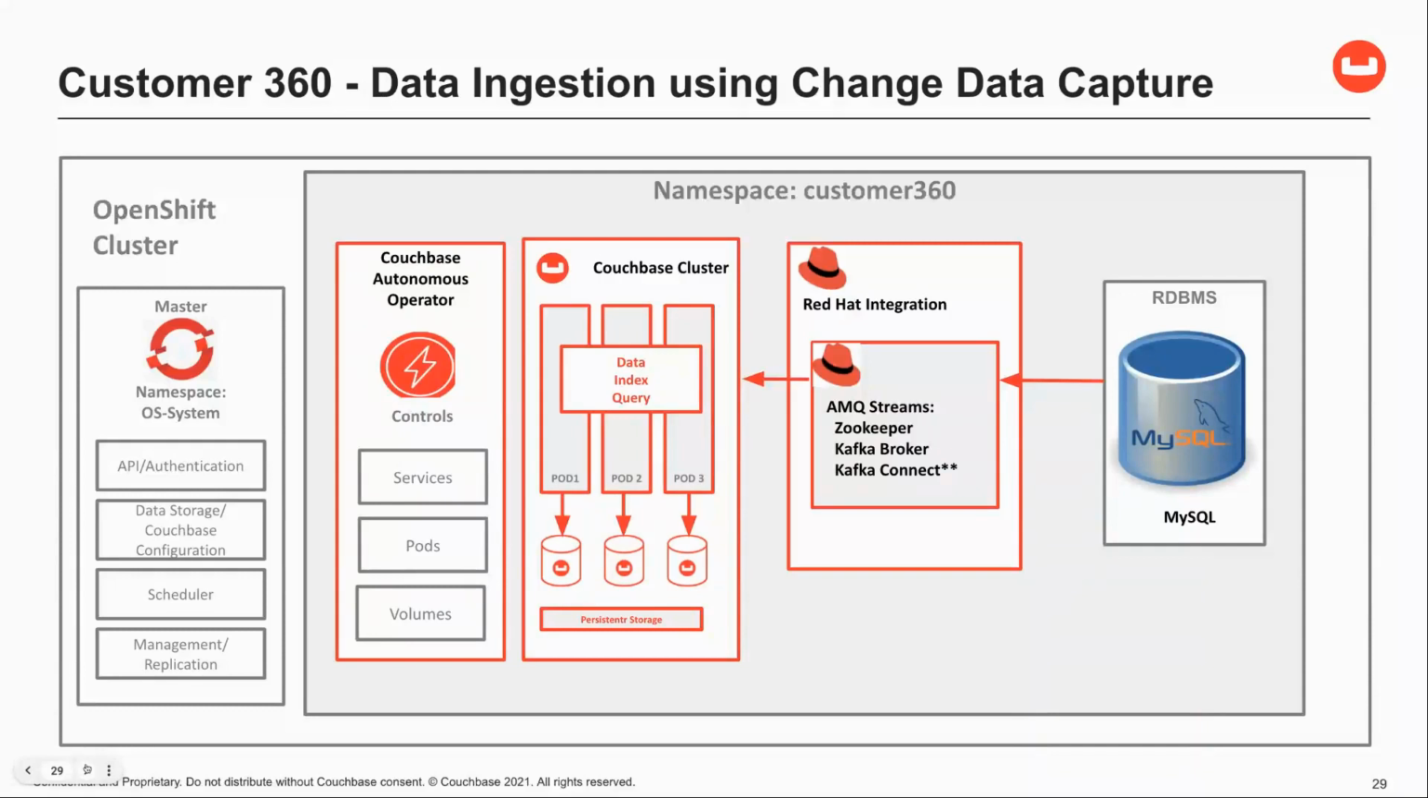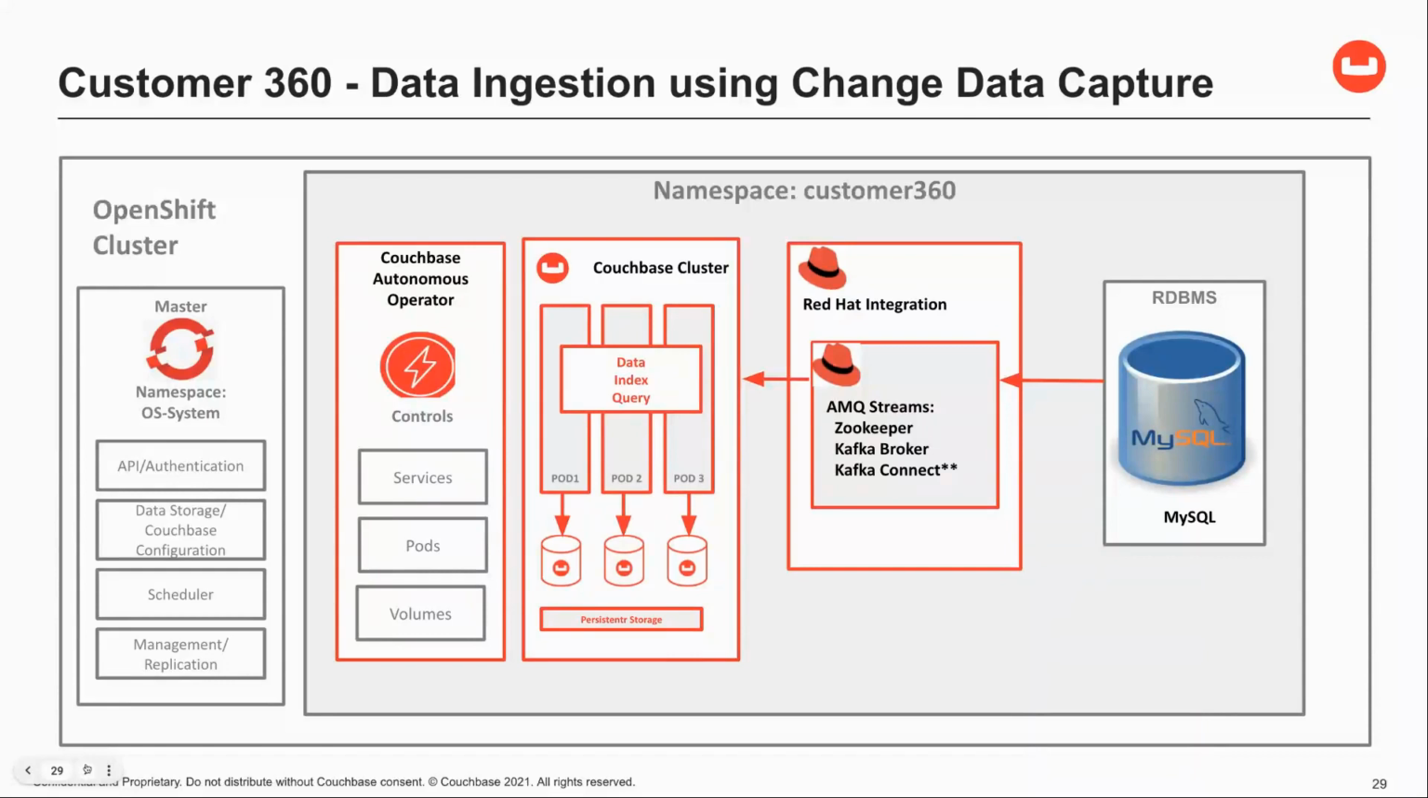So, a Customer 360 is about being able to ingest data from multiple sources, aggregate that, and then show a single view within Couchbase. The entire demo is going to be run on an OpenShift cluster. So let's dig in a little bit with our solution.